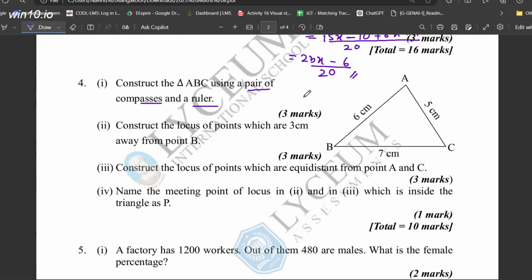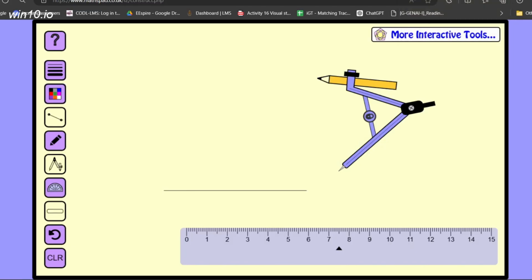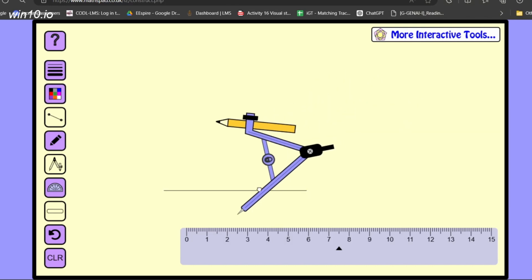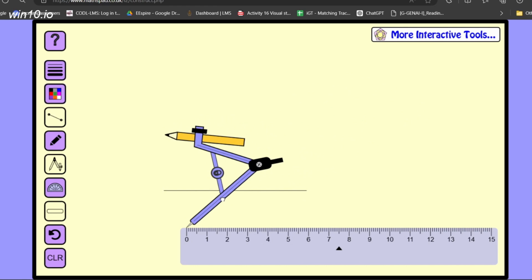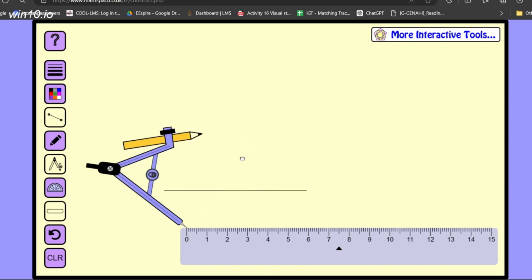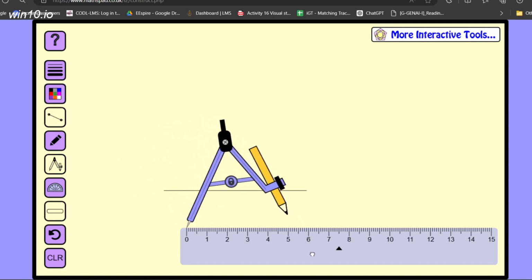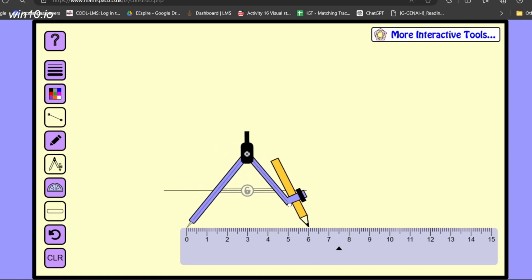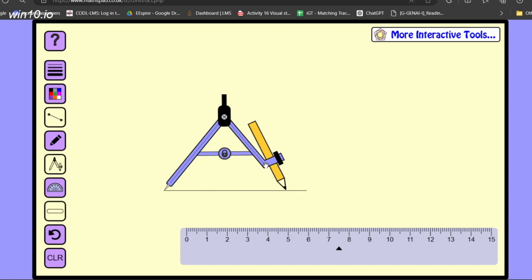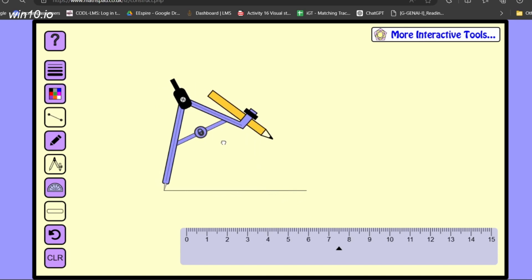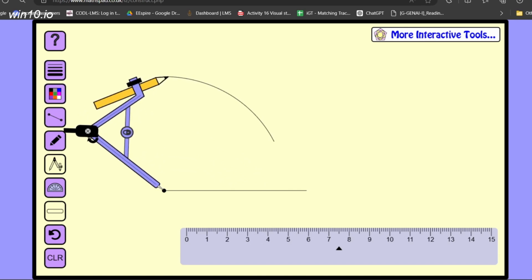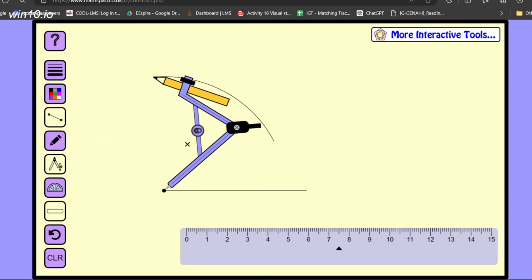Now after that we have to draw this BA side. It's 6 centimeters. So what you have to do is take your compass to the 0 point and take 6 centimeters. This is 6 centimeters. Then put it here and draw a fraction of a circle. Okay, this is enough.